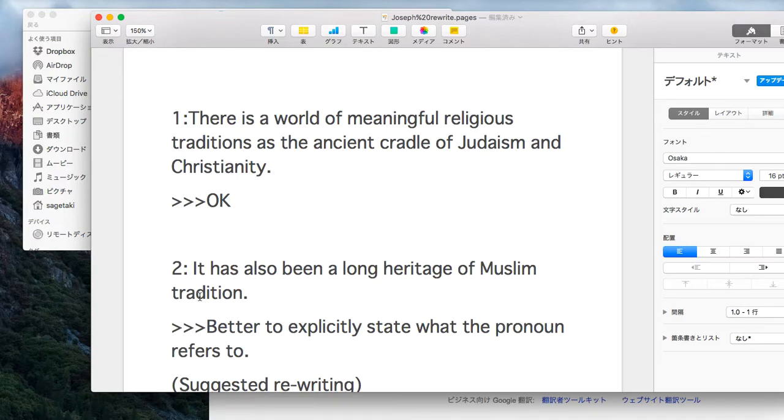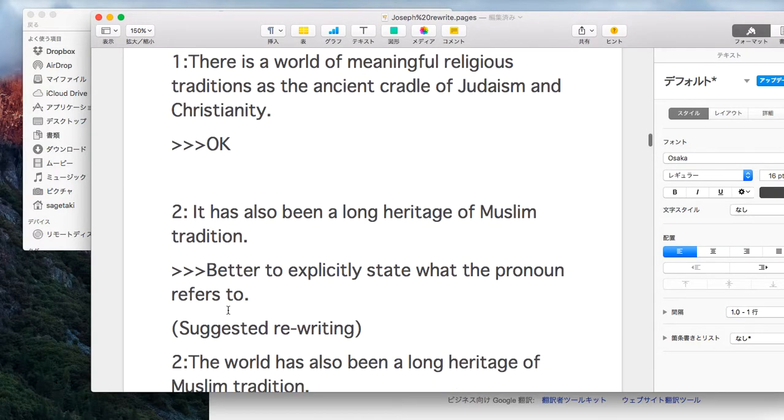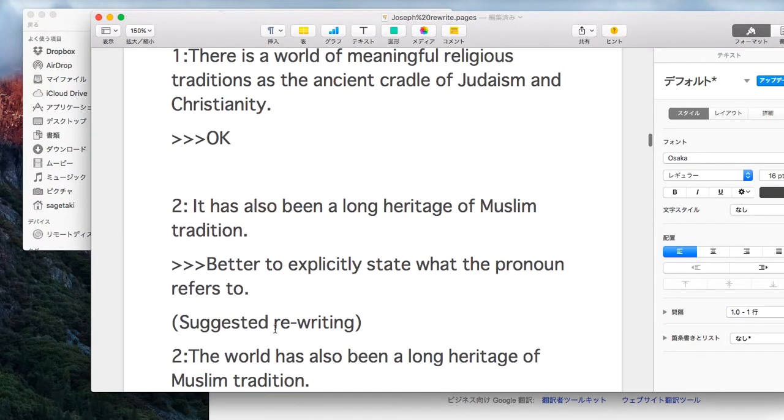But what about an example of using the pronoun "they"? It can also refer to either a person or a thing. So the outcome of the Google translation may not make sense. So you better explicitly state what the pronoun refers to. For example, here's my suggested rewriting.